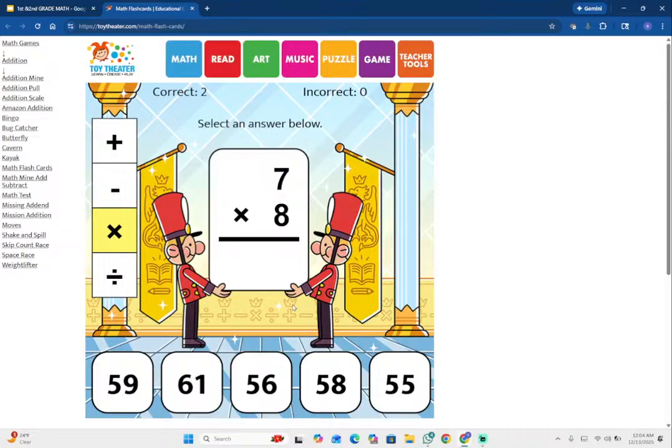So this could mean there's 7 sets of 8 or 8 sets of 7. Either way is fine, but let's just do 7 sets of 8 because it fits the sentence better. 7 sets of 8 means there's 7 groups of 8. So if we add 8 seven times, we get 56.